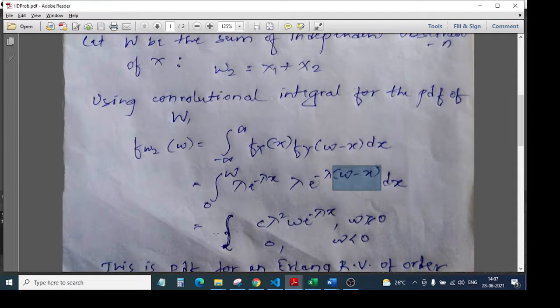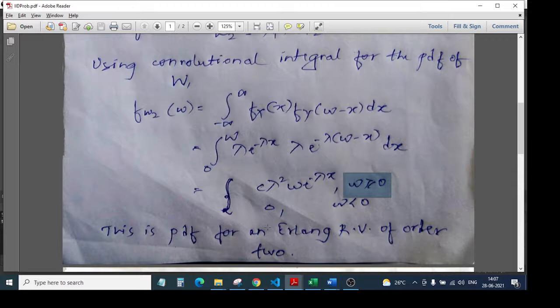Now after simplification, the answer you will be getting is c into lambda square w into e raised to minus lambda x, where it is in the range of w greater than or equal to 0. So this is the PDF for an Erlang random variable of order 2. The same thing in detail I have explained in the past class. So please go through that class. If you have any doubts in this, the same thing I have explained.